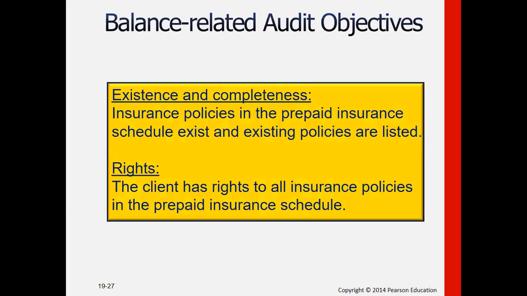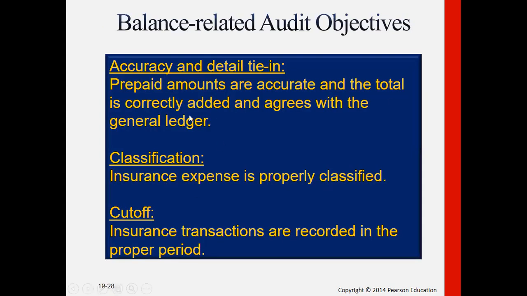Then these are the balance related audit objectives. So existence and completeness would be for insurance policies in the prepaid insurance schedule, they exist, and then those that exist are listed. As said, the rights should be for the assets, then the evidence would be the contract for insurance policies. Then accuracy, in that the amounts should be accurate and the details should tie up and agree with each other. They're properly classified as expenses and assets respectively, expenses for the expired portion, assets for the unexpired portion, and the insurance transactions are recorded in the proper period.